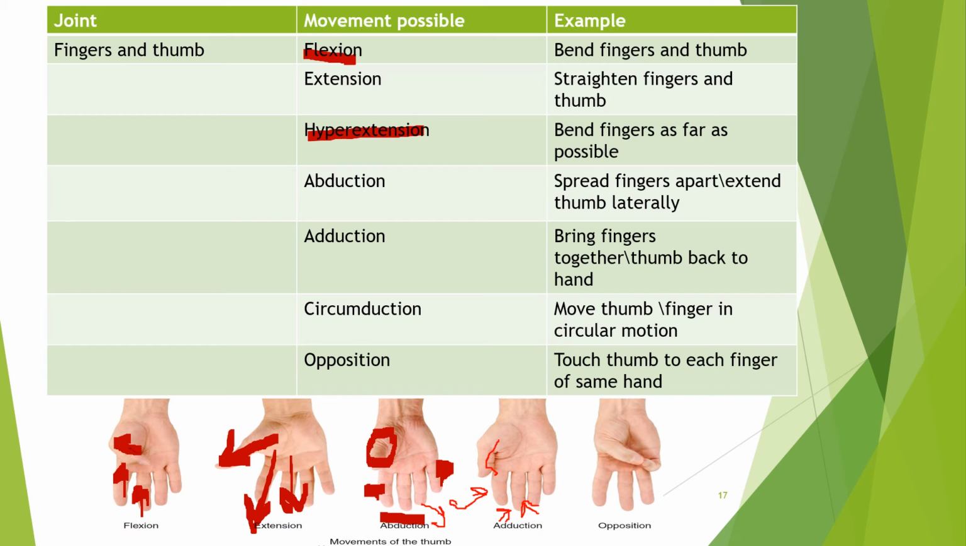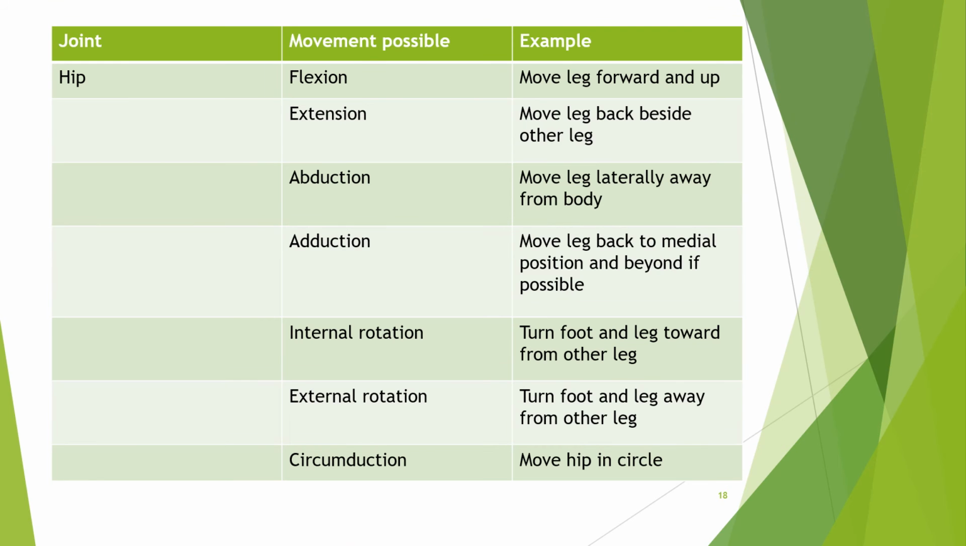Opposition is touching the thumb to each finger of the same hand, not the other hand. If we touch the thumb of one hand to the fingers of the other hand, no, this is not opposition. Opposition is touching the thumb to each finger of the same hand. And circumduction occurs mainly in the thumb, maybe in a finger, but it is more in the thumb, a circular movement of the joint.